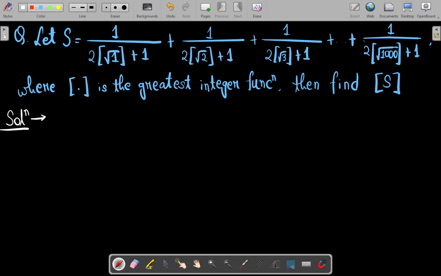The last term in this sum is 1 upon 2 times the greatest integer value of square root of 1000 plus 1. Then we have to find the greatest integer value of this entire sum. This is the question.